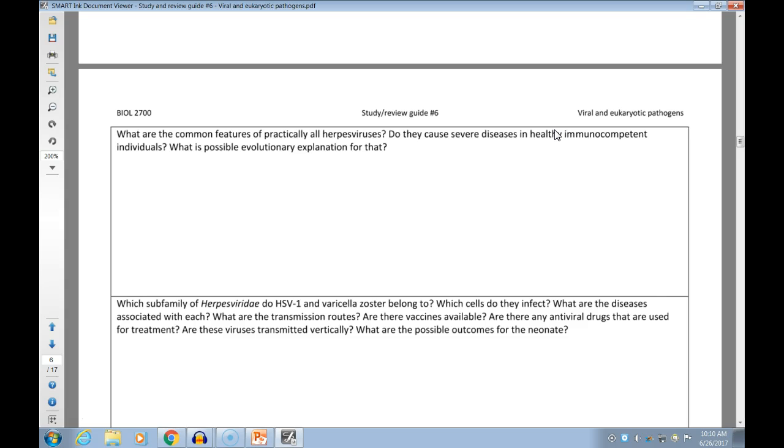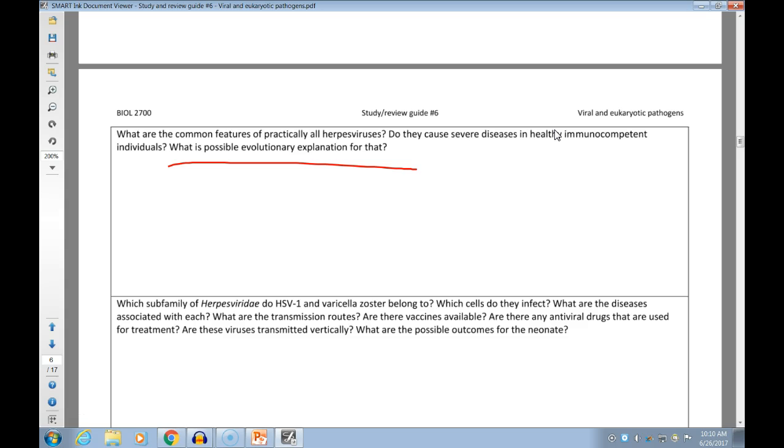I don't remember what else we mentioned, but there were two or three things. No disease in the immunocompetent, with an evolutionary explanation: we are adapted to each other. Does that make sense? Herpes viruses have co-evolved with humans for millions of years, so killing the host is not in their best interest. That's why they do not kill the host.